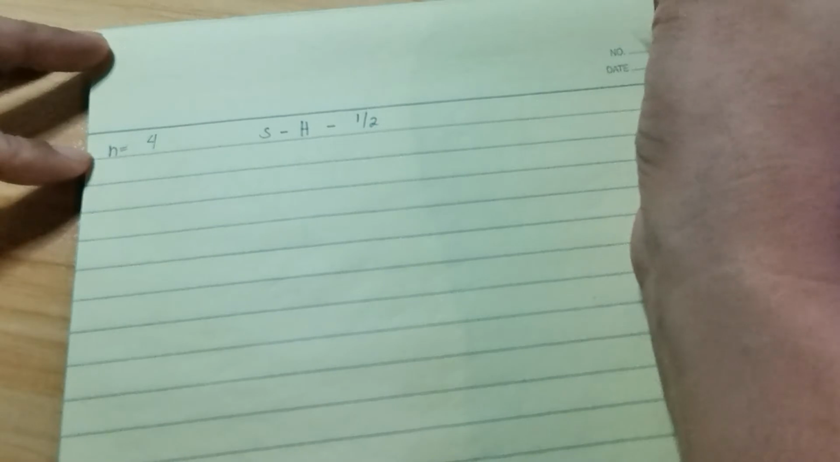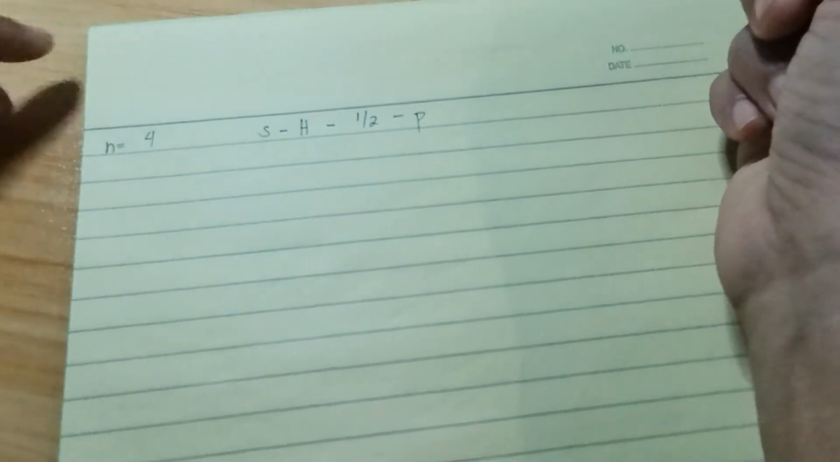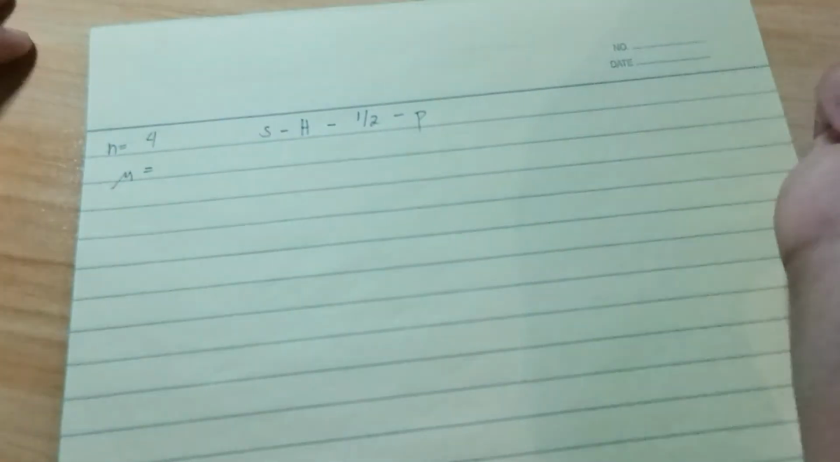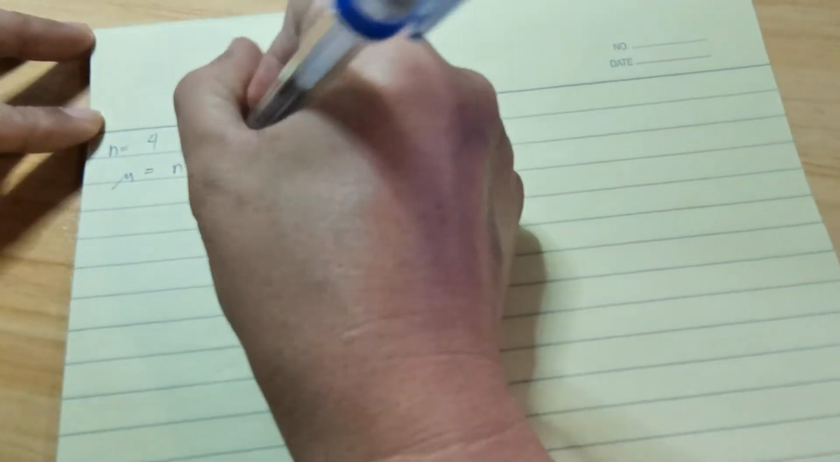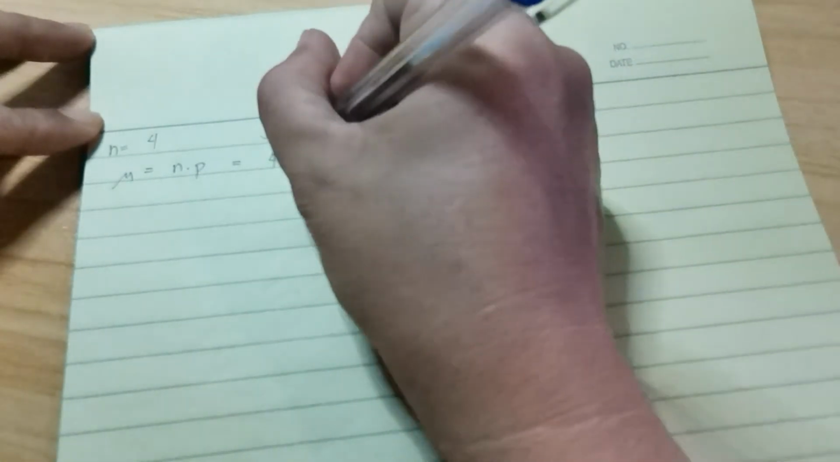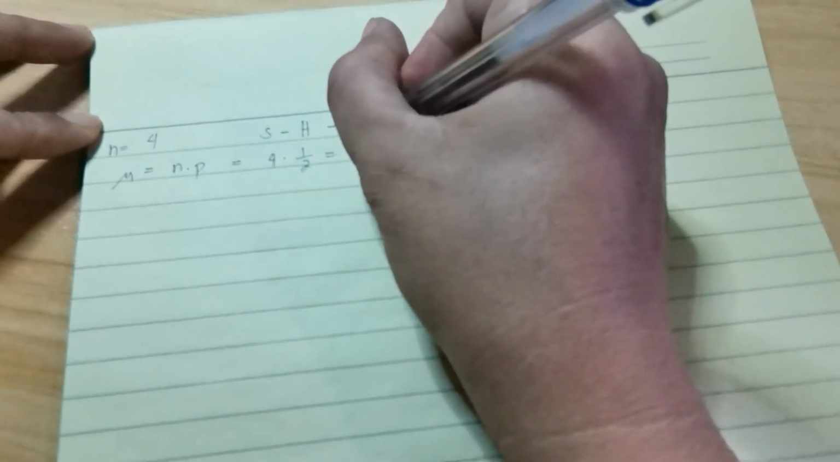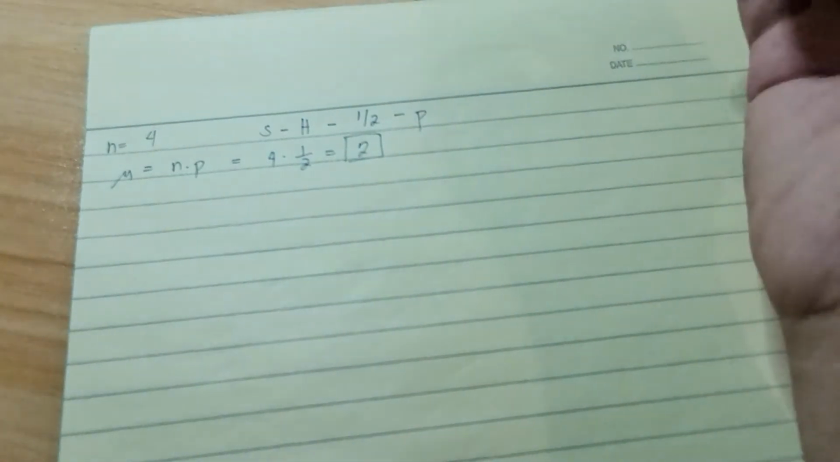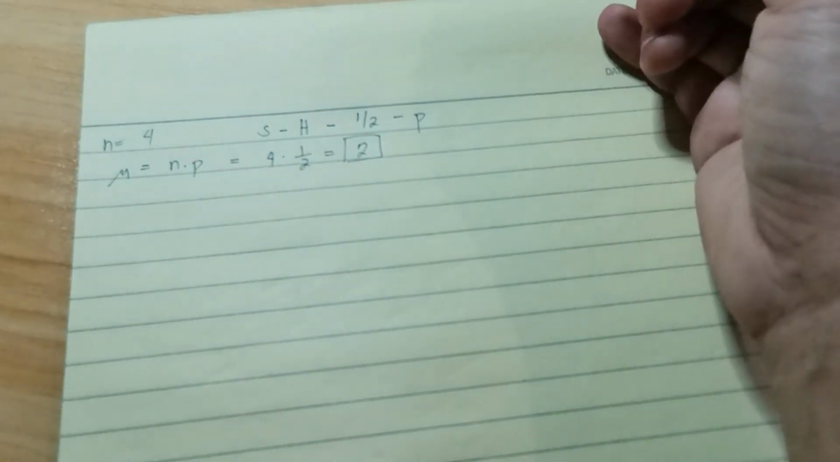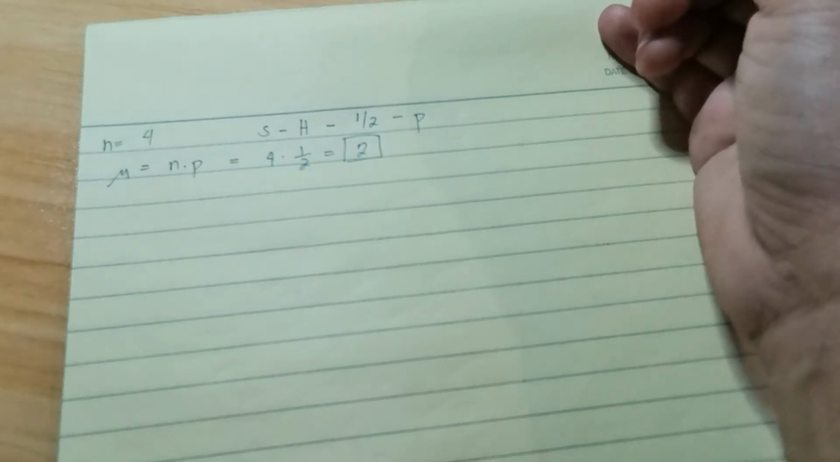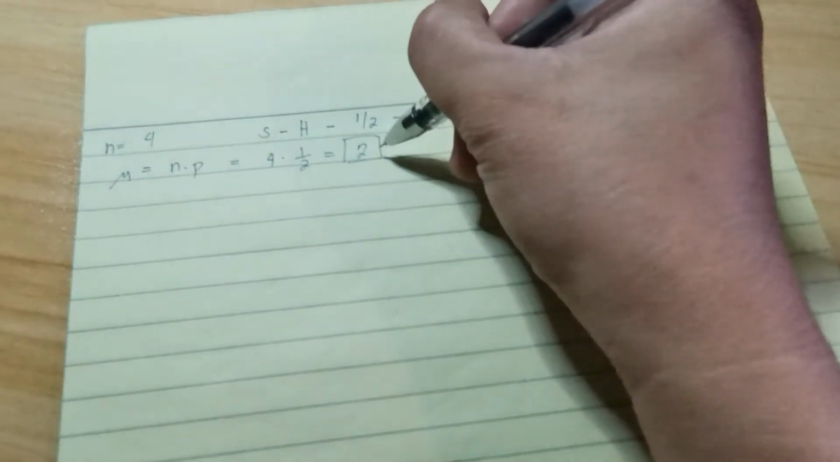Okay. And so, this is our probability of our success, and that is equal to p. And we have kanina yung ating formula for the mean: mu is equal to n times p, which is equal to 4 times our p, which is 1/2, which is equal to 2. So the expected number of heads when you toss a coin 4 times is 2.